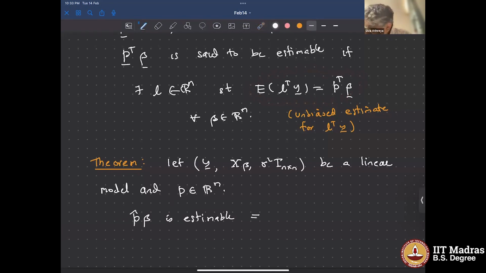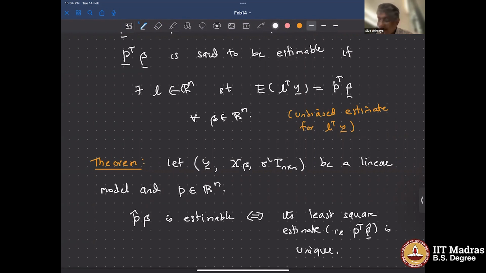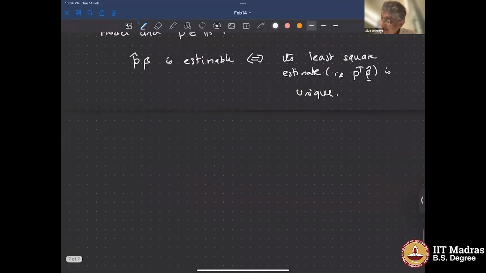if and only if its least squares estimate is unique. It's a kind of funky, nice idea. So you can find an L transpose Y equal to P transpose beta only if the least squares estimate is unique. Okay. So let's try and prove this theorem.